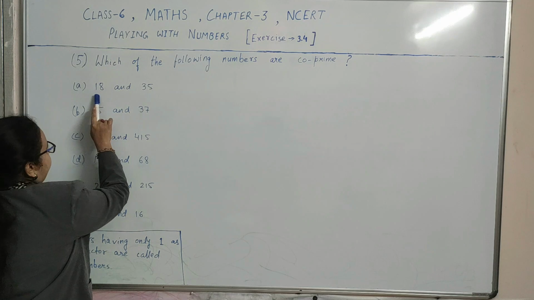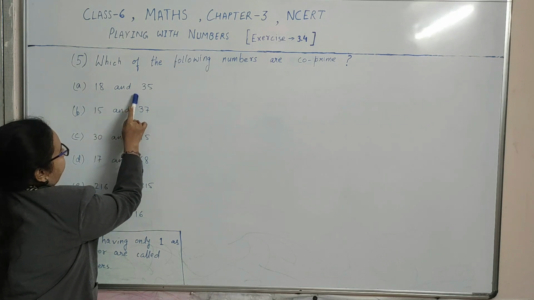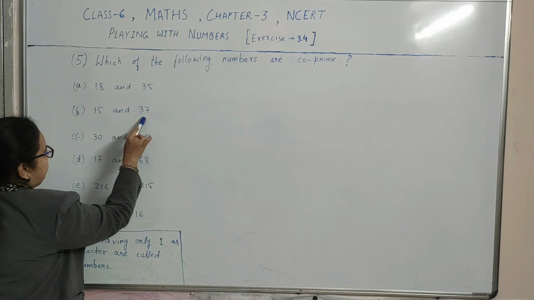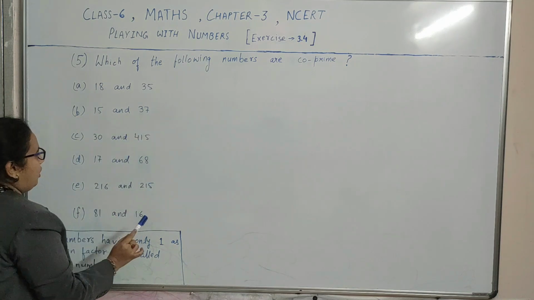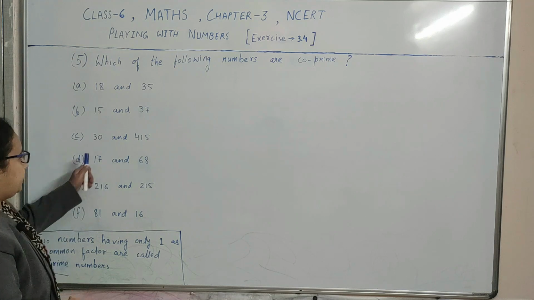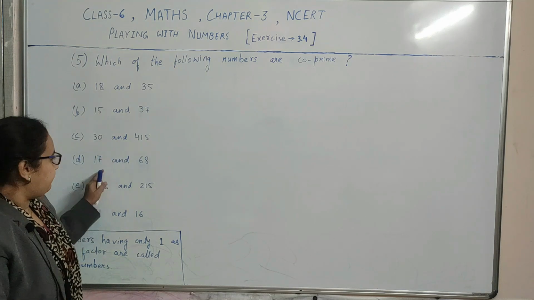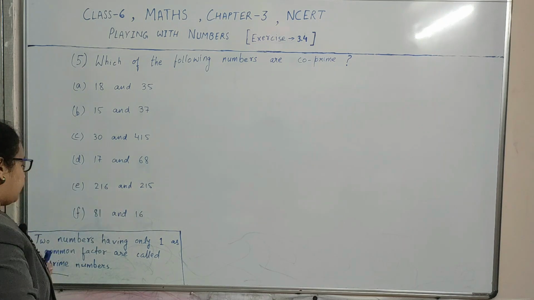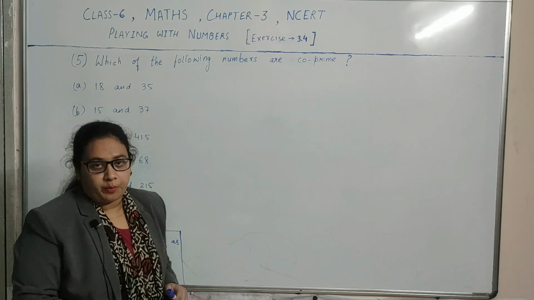In part A we have 18 and 35, whether 18 and 35 are co-prime or not. Whether 15 and 37 are co-prime or not. So we have to find whether the numbers given are co-prime or not. Whether 216 and 215 are co-prime or not. So first we should know what a co-prime number is.